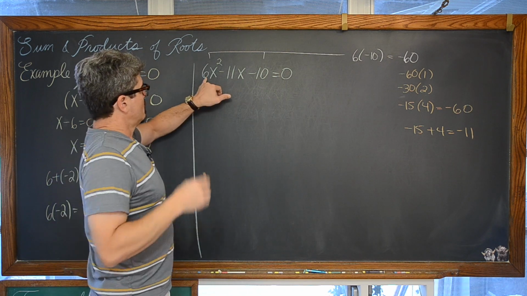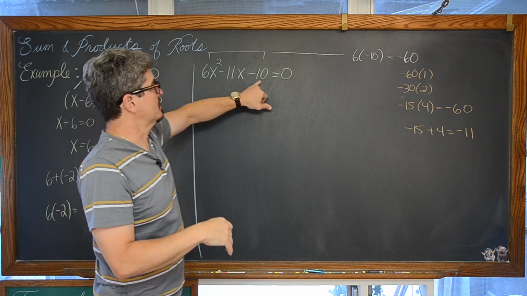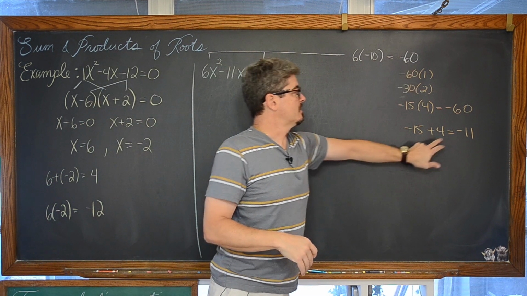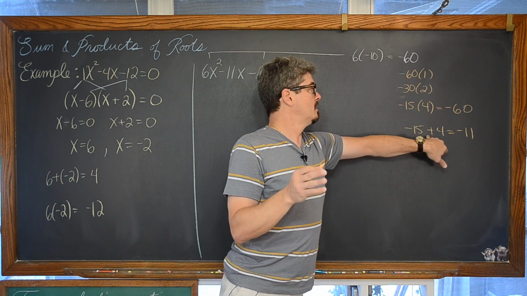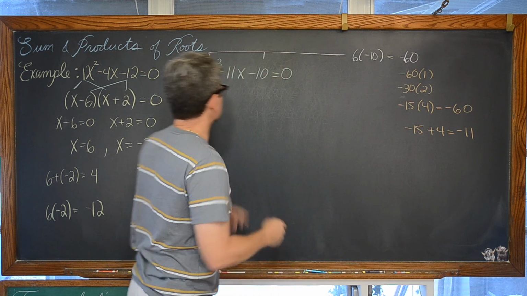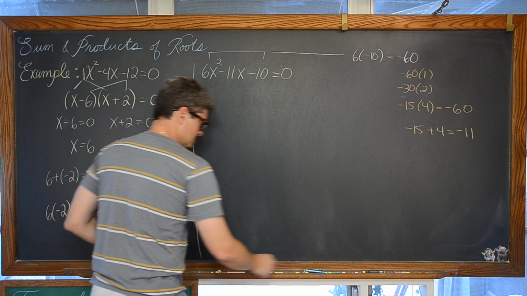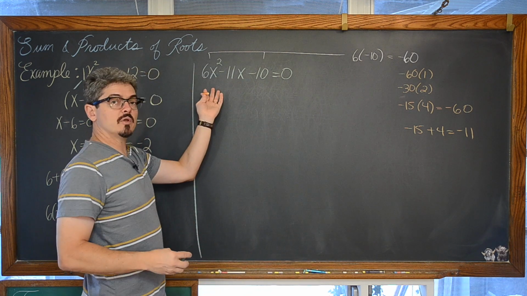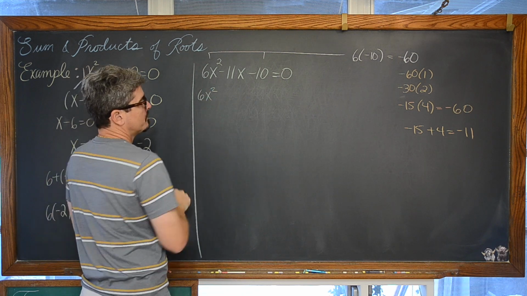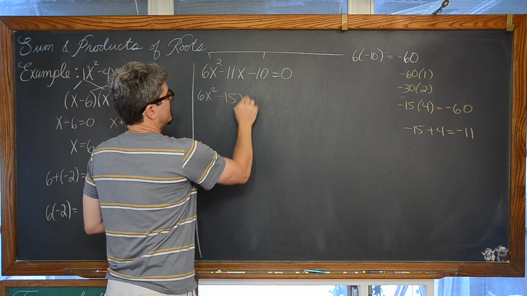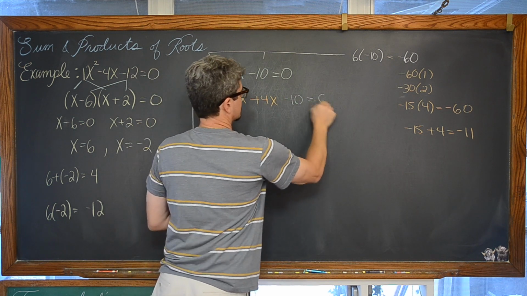So we're going to use the factors of our product, which we got by taking the leading coefficient and the constant and multiplying them together. The fact that this special set of factors of negative 60 also adds to the middle term, or coefficient, which is negative 11, we're going to use that to rewrite our trinomial as a 4-term polynomial. And we have 6x squared, minus 15x, plus 4x, minus 10 is equal to 0.